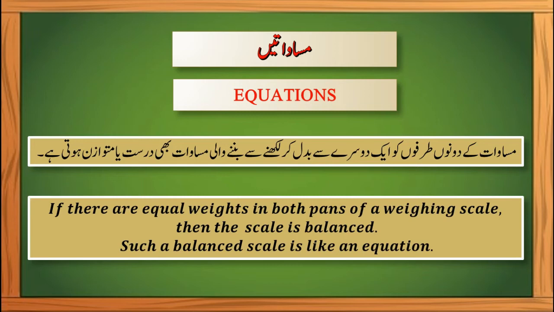So if there are equal weights in both pans of a weighing scale, then the scale is balanced. Such a balanced scale is like an equation. So we can take the example of when you are going to purchase something from a shop, you observe the weighing scale, and when the scale is balanced, then you get the proper amount of what you are purchasing.